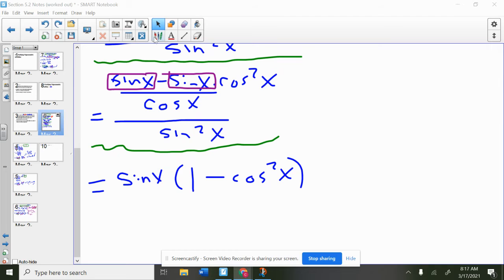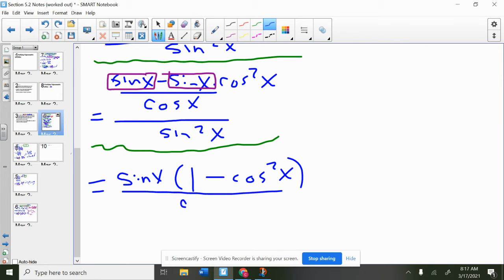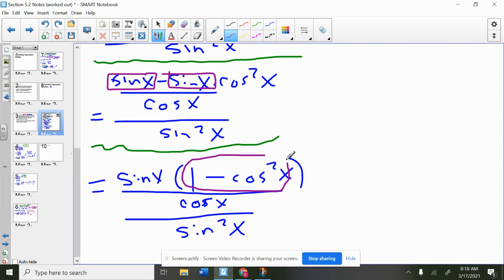Then, if I simplify this further, this would still be divided by cosine. And then that whole thing is still being divided by sine squared. So I'm hoping there's something up here that you recognize, the fact that you can simplify. And that would be this. What does 1 minus cosine equal?